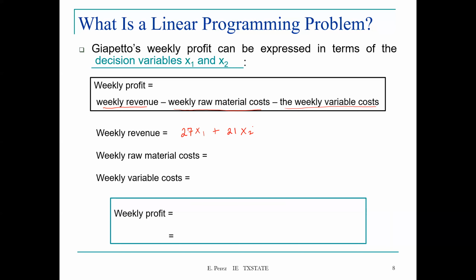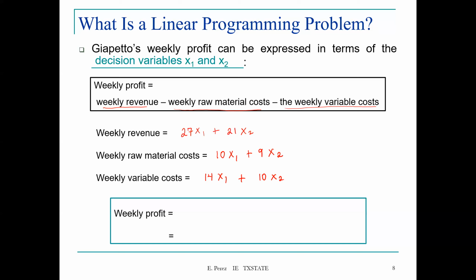Now in order to get the profit, I need to subtract the cost. I have a cost associated with the raw materials, which I stated on the previous slide: $10 for soldiers and $9 for the trains. And then there's also a variable cost: $14 times X1 for the soldiers plus $10 times X2 for the trains.